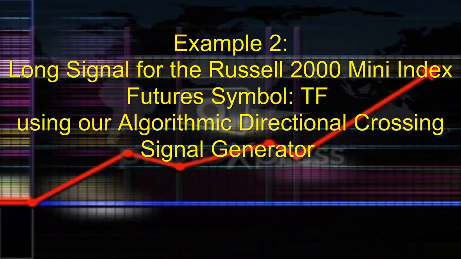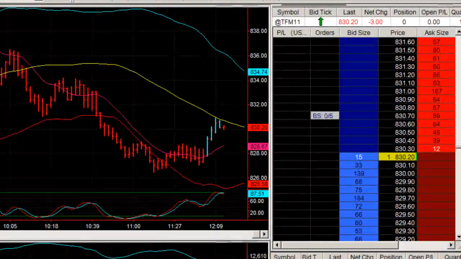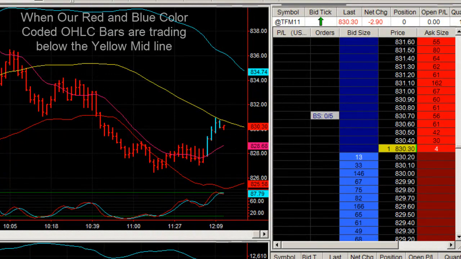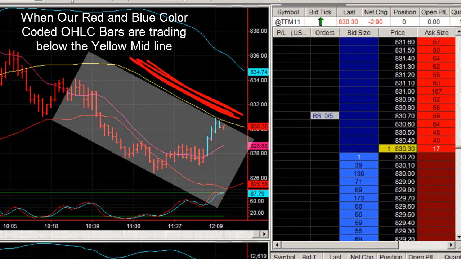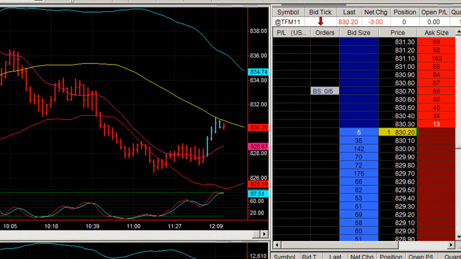Our second example is going to be a long signal for the Russell 2000 Mini Index Futures symbols TF. Now the same rules apply, except this time it's on the flip side. When our open, high, low, close bars are trading below the yellow midline. Okay, here we go. We're trading below the yellow midline. And now we're waiting for our open, high, low, close bars to change from the color red to the color blue. So all the rules still apply, except all in reverse, or shall I say the mirror image of what a short signal would be.